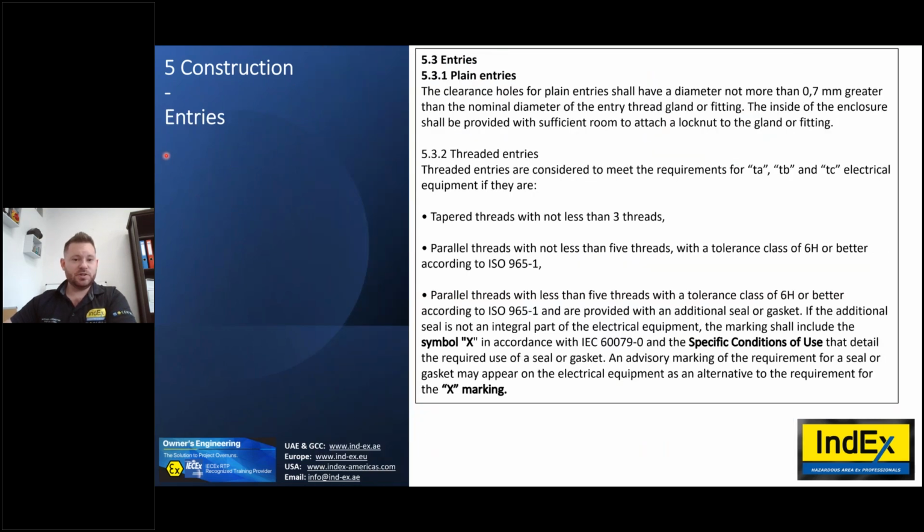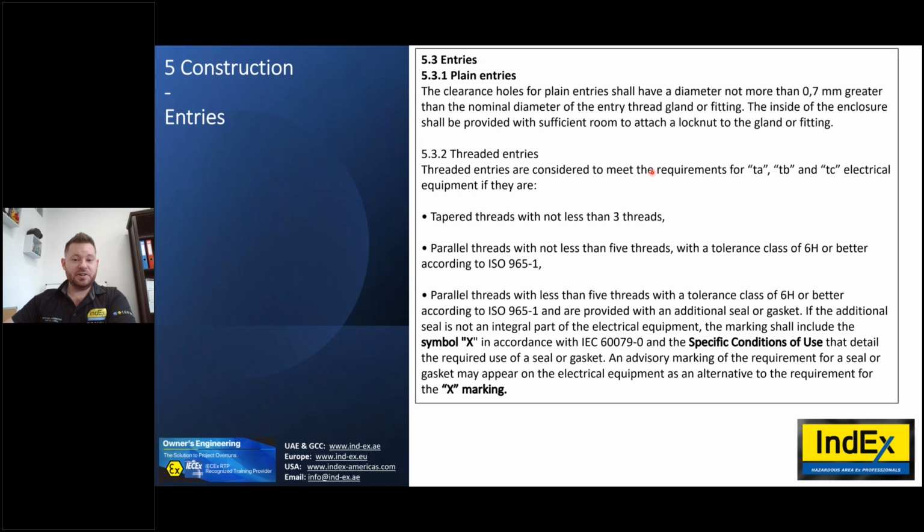Entries. The clearance holes shall have a diameter of not more than 0.7 millimeters greater than the nominal diameter of the threaded entry of the gland. So they must be very tight, showing the dust tightness.